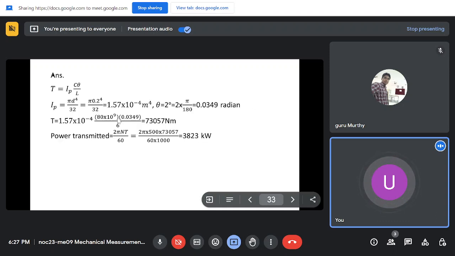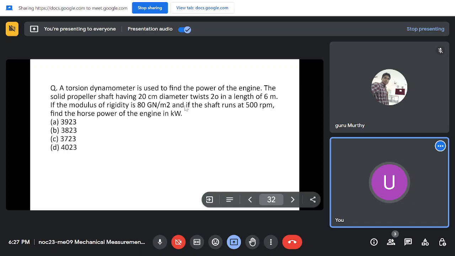In this case, from the relation, we know T by J equals G theta by L equals tau by R. Tau is the shear stress, R the radius, G the modulus of rigidity, theta the angle of twist, divided by length L, and T is the torque divided by J, the polar moment of inertia. Then as we know, this is a circular shaft of diameter 20 centimeter.